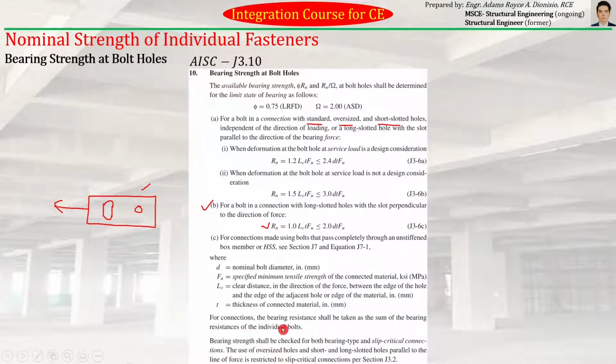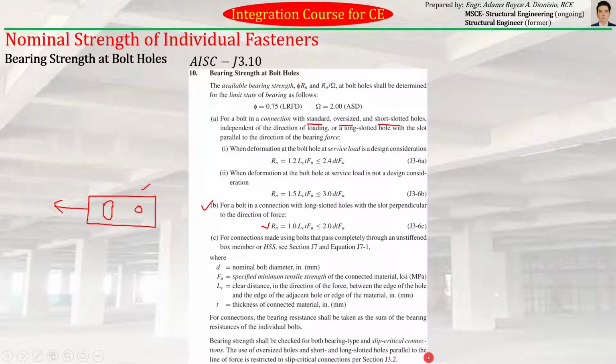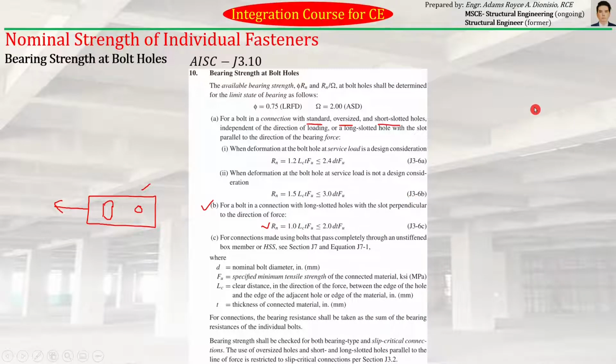Okay. For connections, the bearing resistance should be taken as the sum of the bearing resistances of the individual bolts. Bearing strength should be checked for both bearing type and slip critical connections. The use of oversized holes and short and long slotted holes parallel to the line of force is restricted to slip critical connection. So yung slip critical, later on pa natin i-discuss. But that is another part of connections.